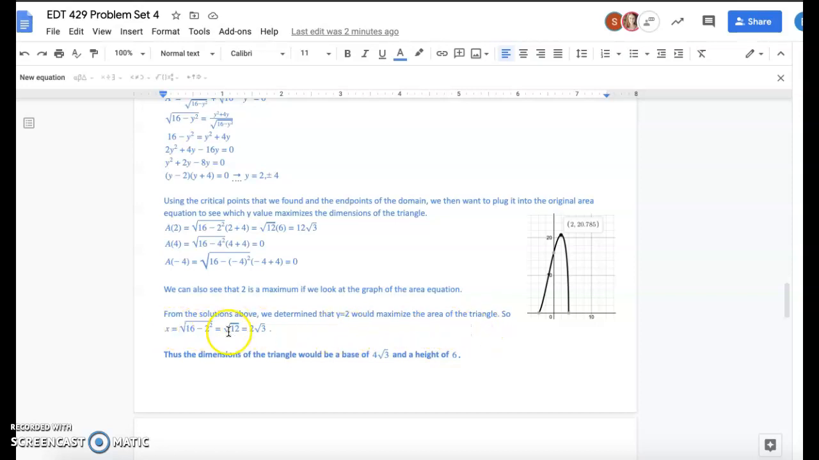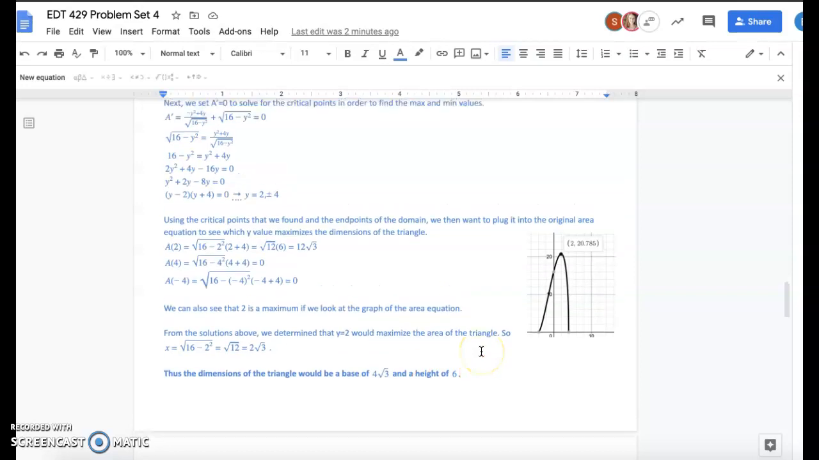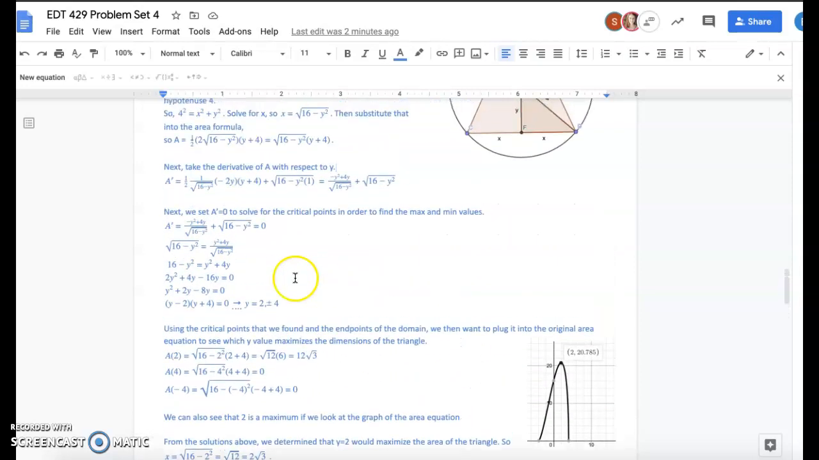So then we can solve for x, which would be 2 radical 3, and thus the dimensions of the triangle would be a base of 4 radical 3 and a height of 6. So that is the conclusion that we came to.